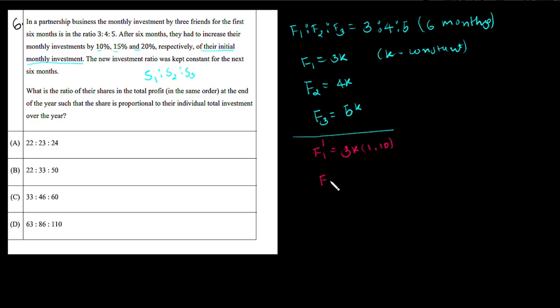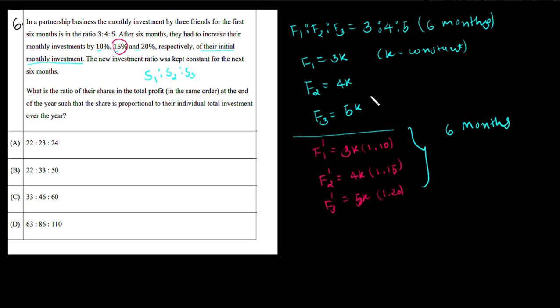In the same way, the investment from this second friend is nothing but 4k multiplied with 1.50, because this second friend had to increase his investment by 50%. In the same way the investment from the third friend, which is f3 dash, is 5k times 1.20. So now this ratio is going to be constant for the next upcoming 6 months. So now we have completed one full year, and this ratio is for the next 6 months.